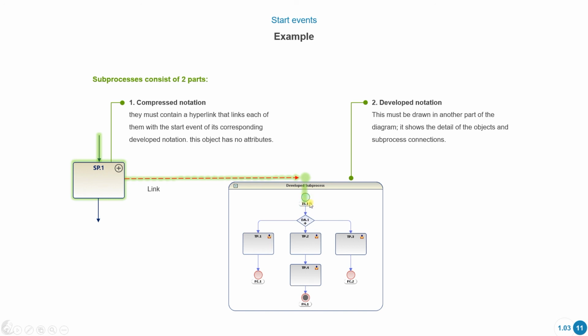Okay, so the flow enters, and as soon as it enters, it links to this start event. As soon as it links to this sub-process start event, the sub-process can start being managed. Okay, so the child process can be triggered.